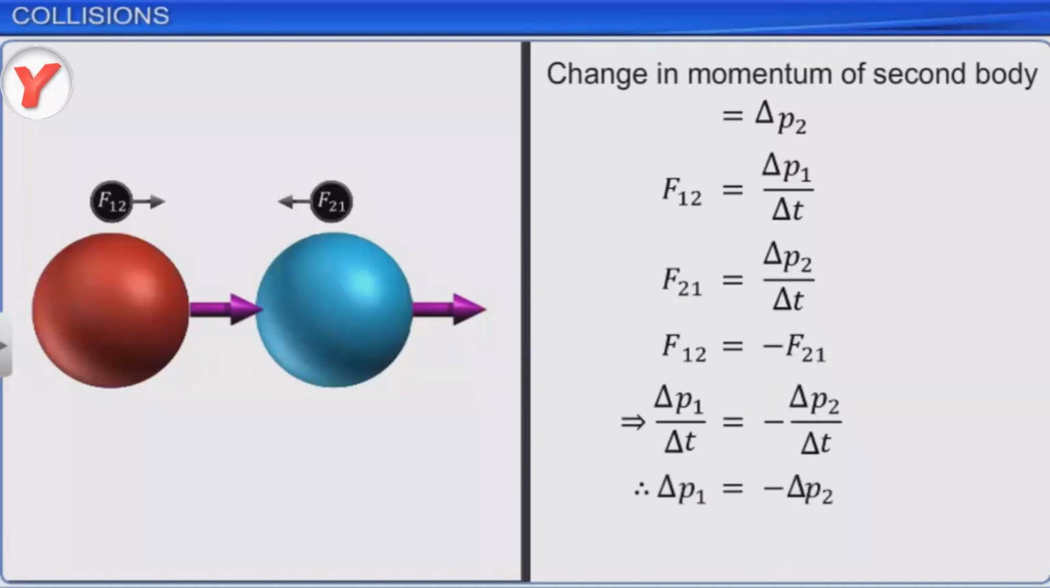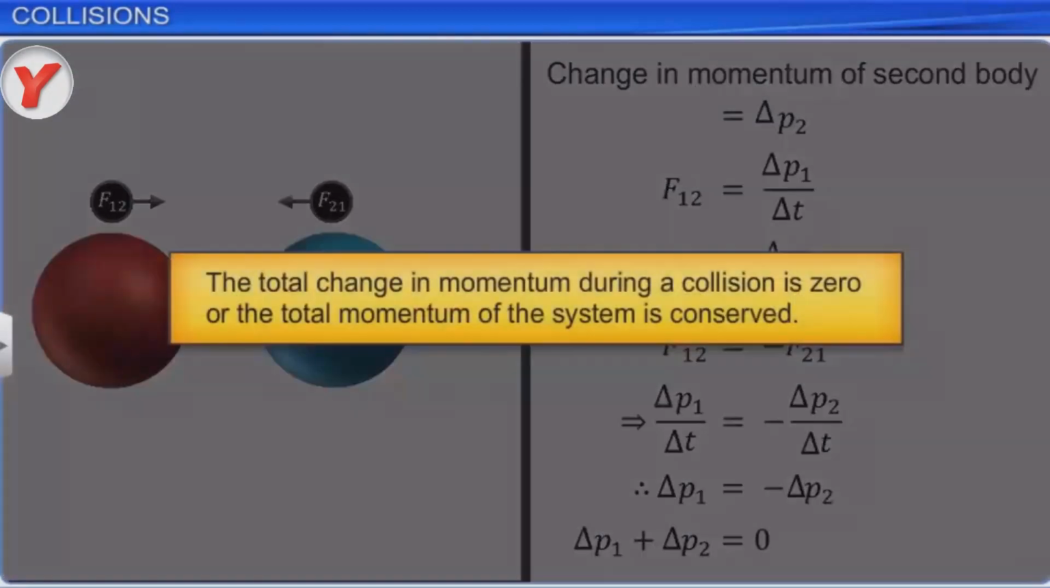Therefore, delta P1 is equal to minus delta P2, or delta P1 plus delta P2 is equal to zero. Hence, we can say that the total change in momentum during a collision is zero, or we can say that the total momentum of the system is conserved during collisions.